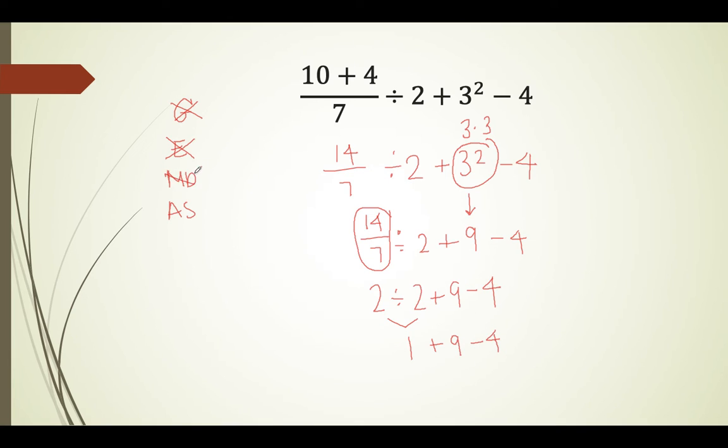Now that I'm all done with my multiplication and division, I'm going to look for addition or subtraction, moving left to right. You can see I have this addition problem that comes first, so I need to do that. 1 plus 9 is 10. And then I'm left with just 10 minus 4, which equals 6. So you have to be careful with grouping symbols because sometimes they might not look like it. But you have to remember that you can't divide by something if there's something going on top. So I always like to condense that first.